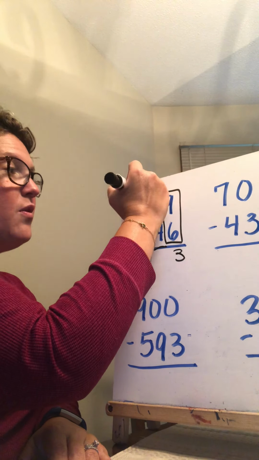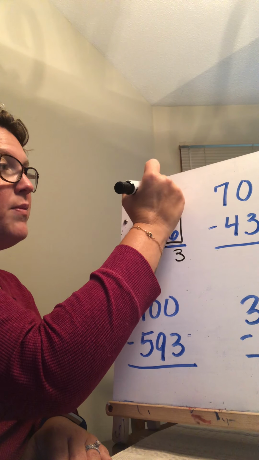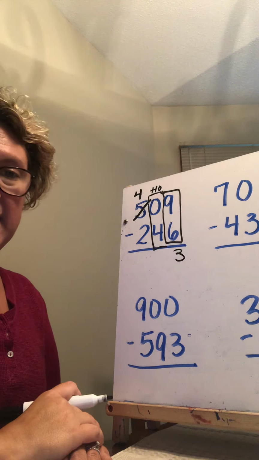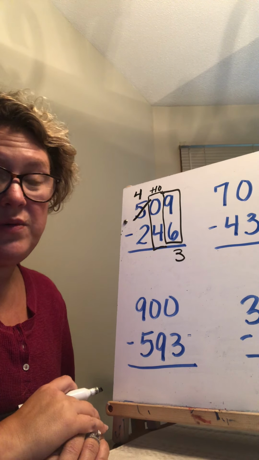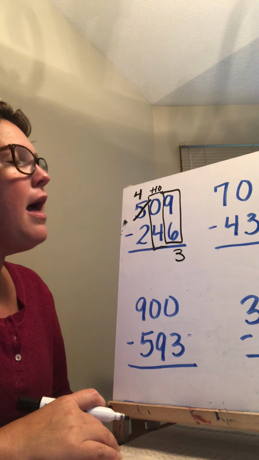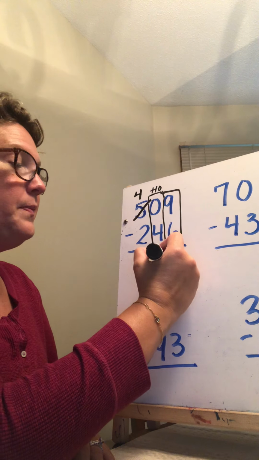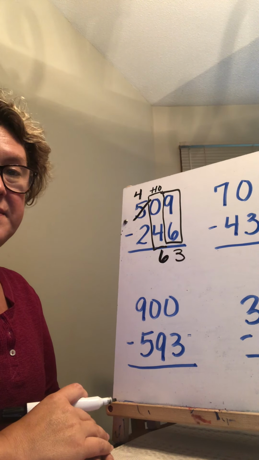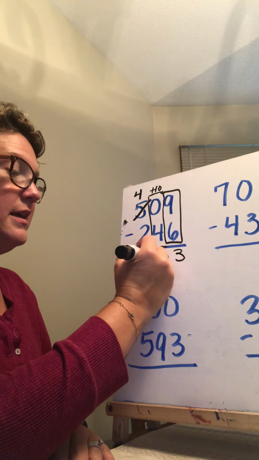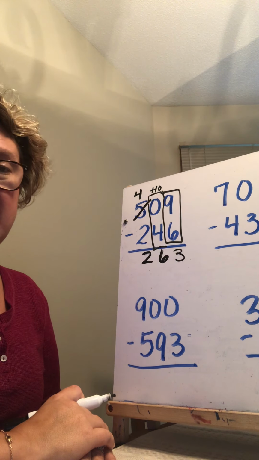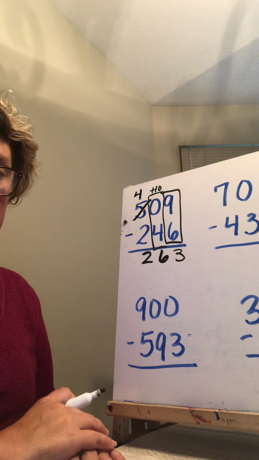My 5 is going to become a 4, and I am going to give a group of 10 to my tens place, and it's going to stay the number 10 because I don't have anything to add to it, because I had nothing there to start with. Now I can subtract. 10 minus 4 is 6, and I come to my hundreds place. 4 minus 2 is 2. 509 minus 246 is 263.